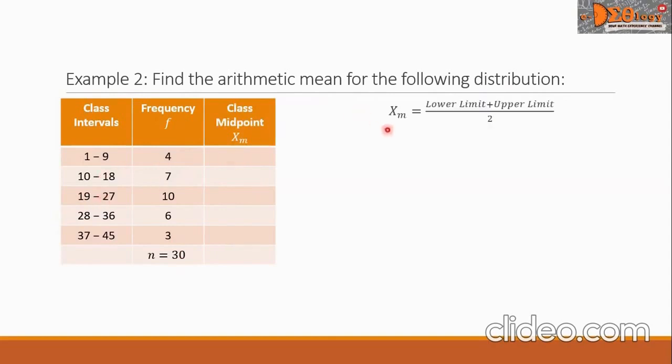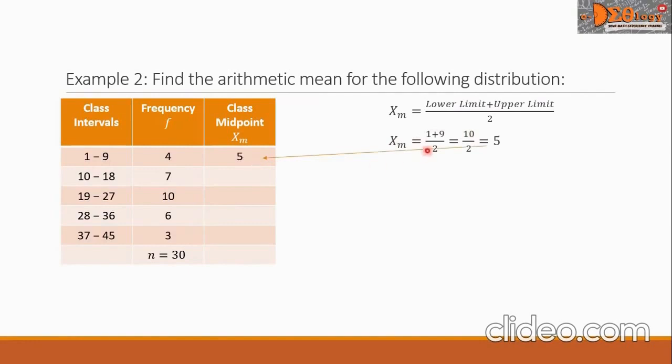We will use our formula x sub m equals lower limit plus upper limit divided by 2. So for our first blank here, we will use this one, the lower limit, plus the 9, that is the upper limit, then divided by 2. Simplifying further, 1 plus 9 is 10, divide by 2, and this is equal to 5. This number 5 we will put on the blank here.